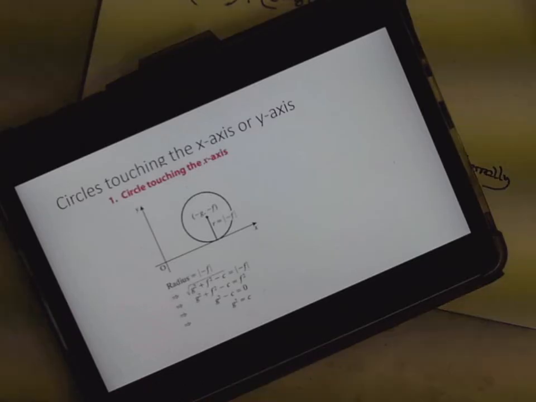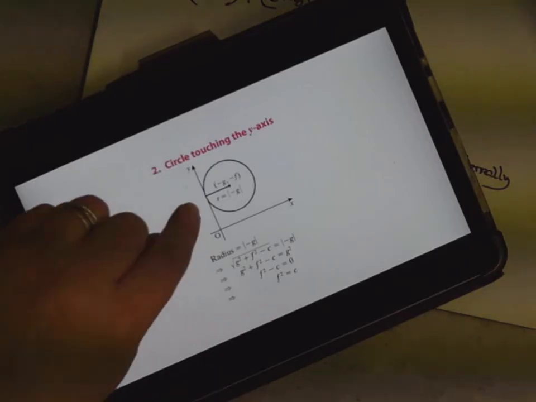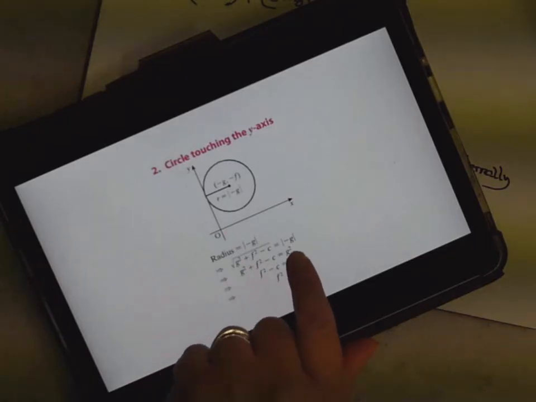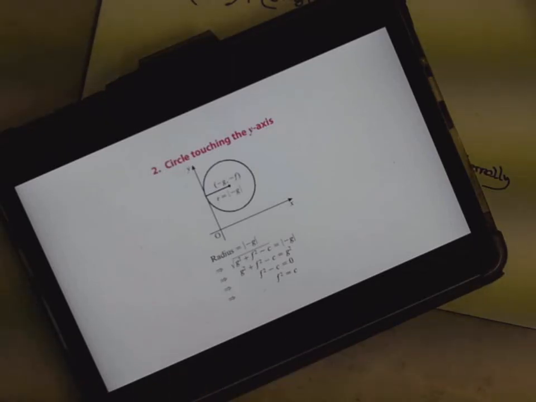Right, ready to go to the next one? What do you think the next one is? Number 2, it's a circle touching the y-axis. This time we know the radius is equal to the positive value of the x-coordinate. So the radius is equal to the positive value of minus g. Square both sides, you get rid of the g's and it turns out f squared equals c in that scenario.